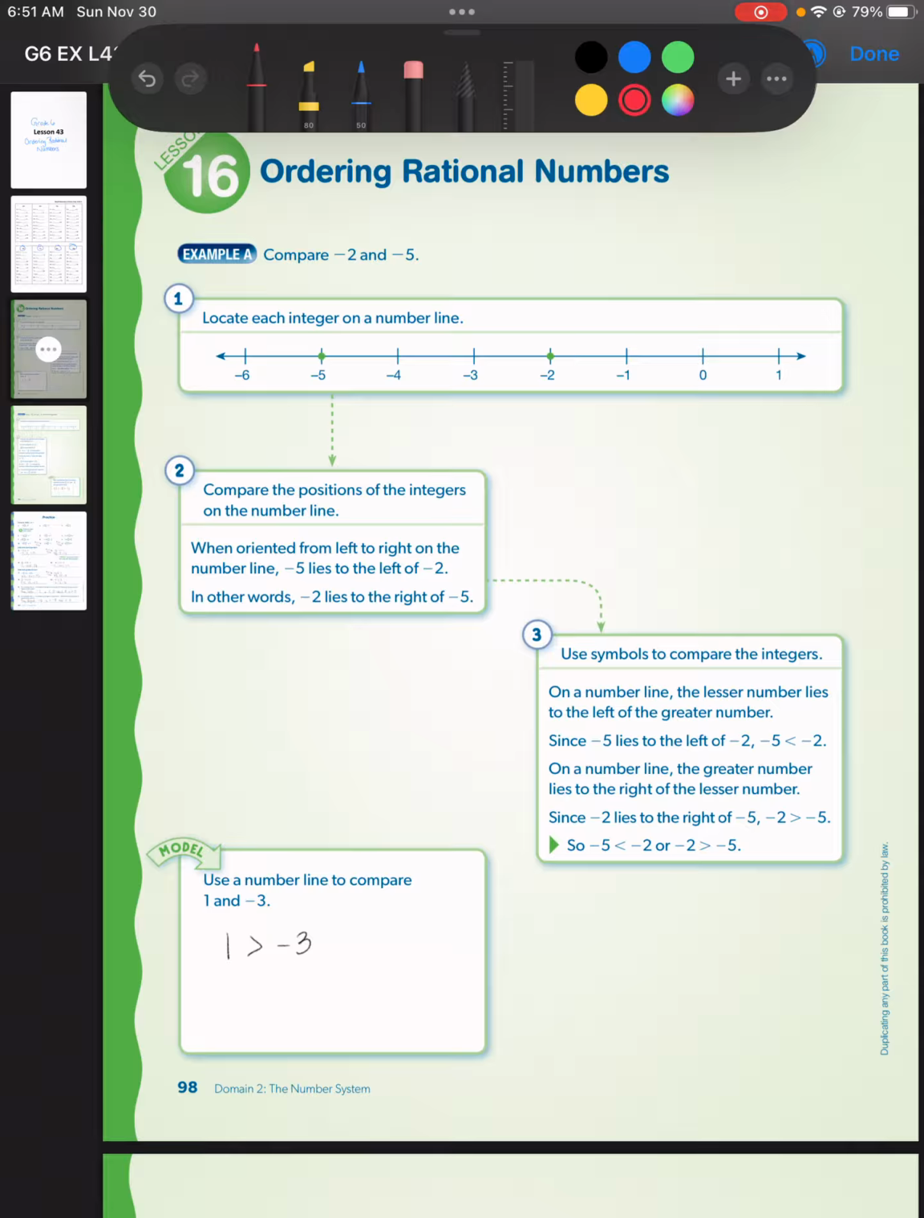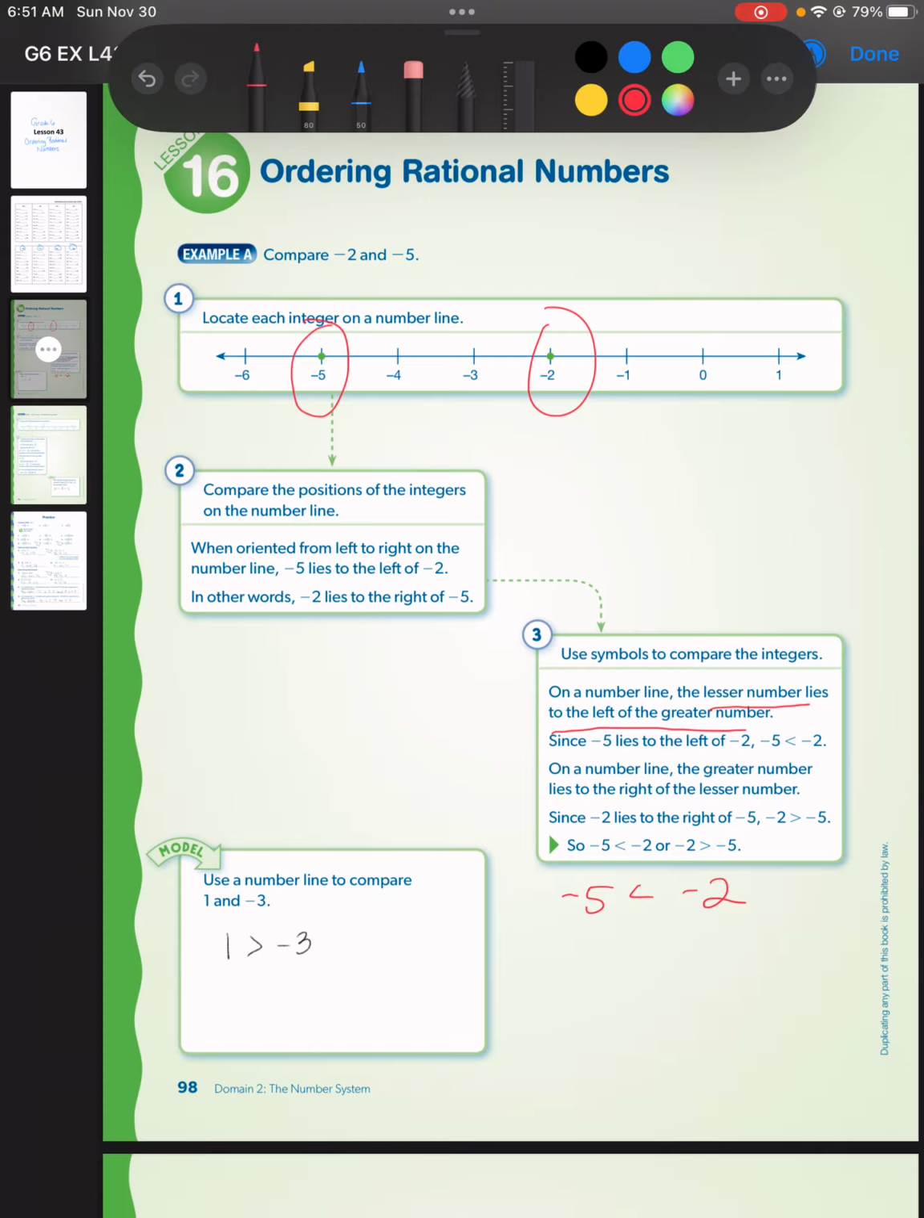And you want to point out that the lesser number always lies to the left of the greater number. So since -5 is to the left of -2, -5 is less than -2. Students want to get used to writing their answers in the same format of the problem that they're given.